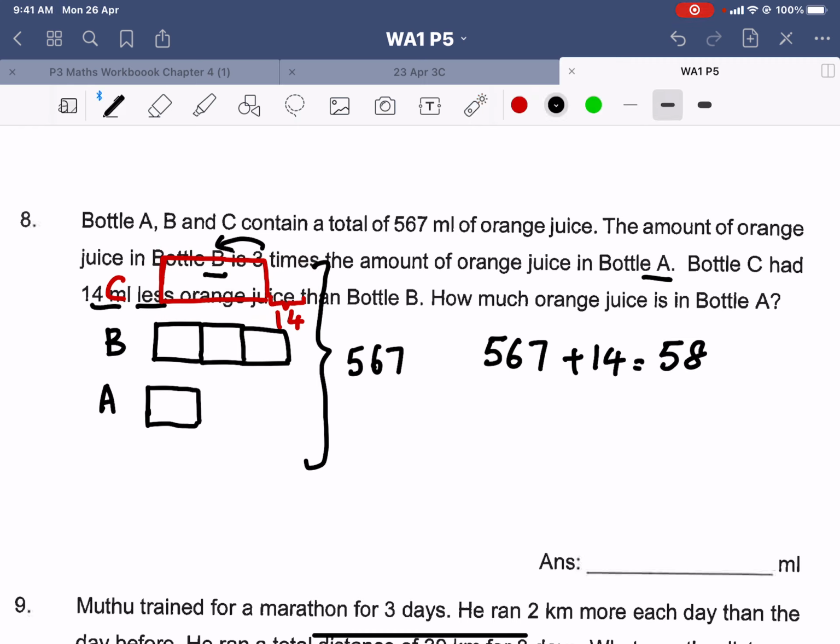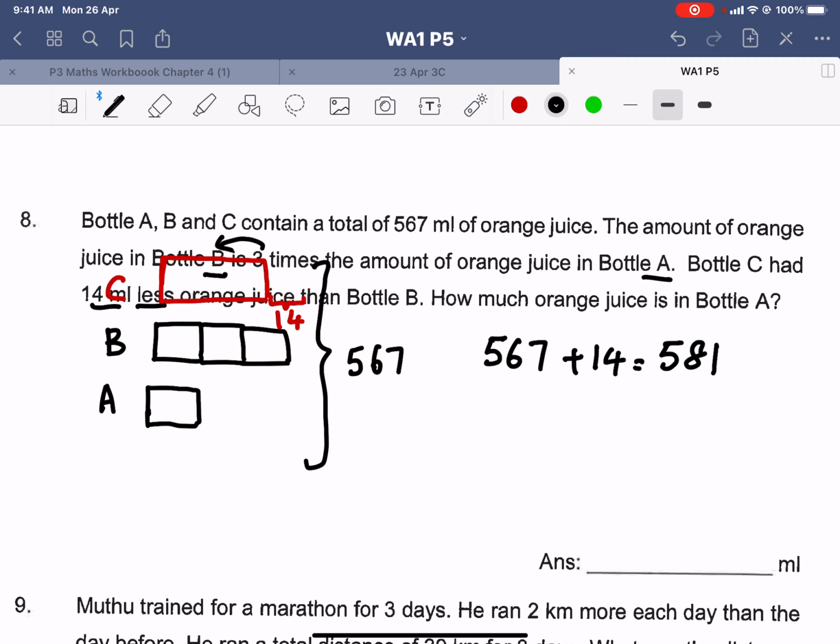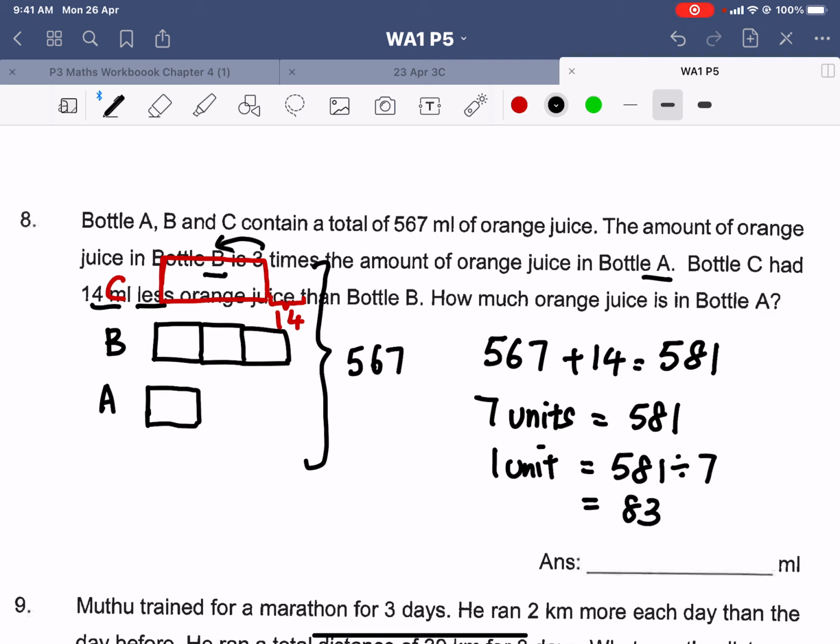So 581. Now that they are all together already, the 3 units are also in, you can kind of see this. This is 1 unit, 2 unit, 3 unit, 4 unit, 5 unit, 6 unit, 7 unit. The total is now 581. 7 units, 581. Clear so far? So 7 units stands for 581. So we look for what is 1 unit. When we divide it by 7, we will know what is 1 unit. And since they are asking for bottle A, which is also 1 unit, so isn't that the answer? 83.